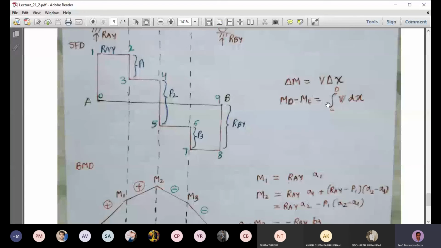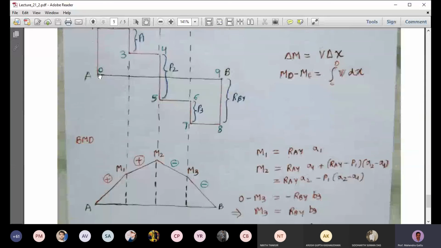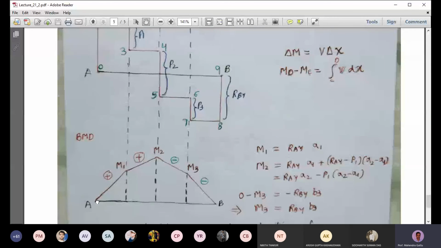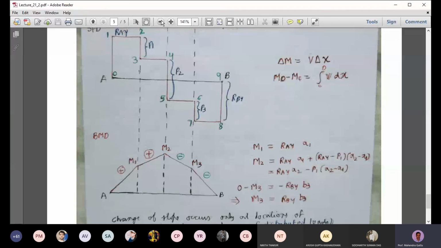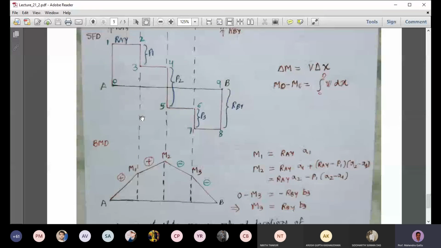Okay, so at point A there is no bending moment acting. So at point A the bending moment is 0. And what will happen between this section and this section?